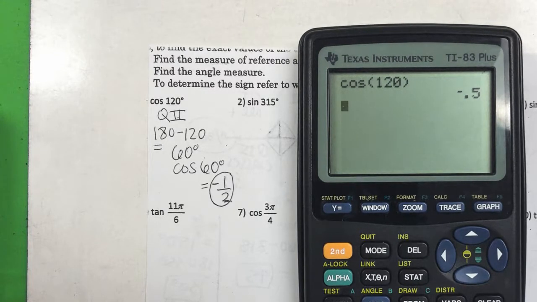Wait, I thought that was all positive. Nope, in quadrant 2, it's all silly. Silly's in quadrant 2, so it's sine and cosecant.